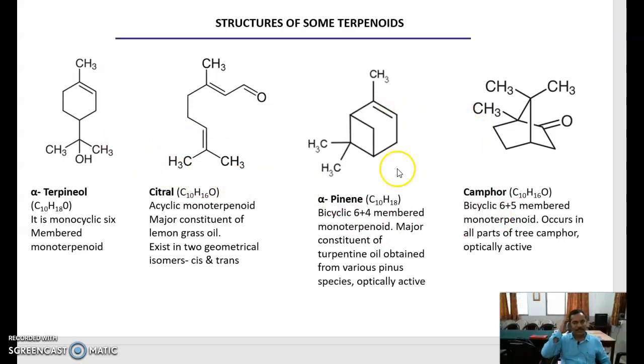So in this video lecture, this part is sufficient. In the next video lecture, we will see in more detail the example of this terpenoid, that is citral. We have to see the geometrical isomers of citral. We have to see its structural elucidation, and we have to see its synthesis. So that part we will see in the next lecture.